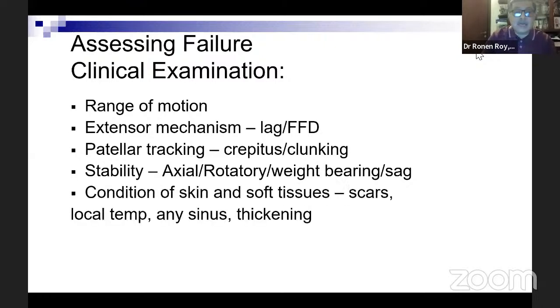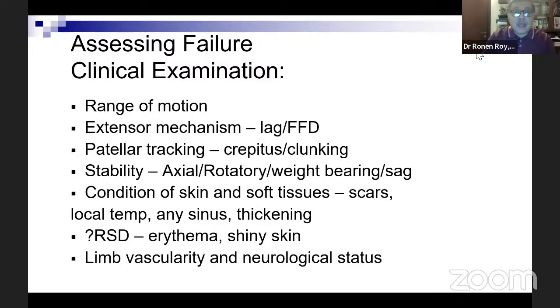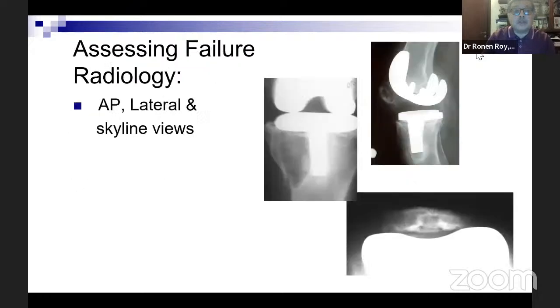because of laxity, and the condition of the overall skin, whether there are any signs of dystrophy, scars, local temperature if it's raised, any sinus which will make the diagnosis of the problem obvious, or any skin thickening which might also be present. And most importantly, as I mentioned, whether there are any dystrophic changes suggested by an erythema, shiny, thin skin. And the limb vascularity and neurological status is obviously of paramount importance.